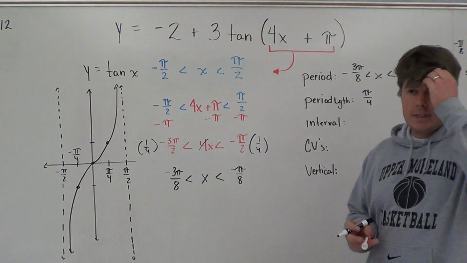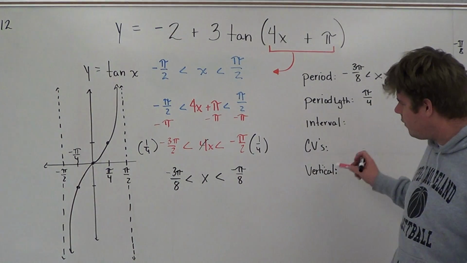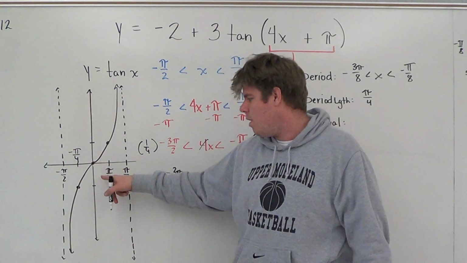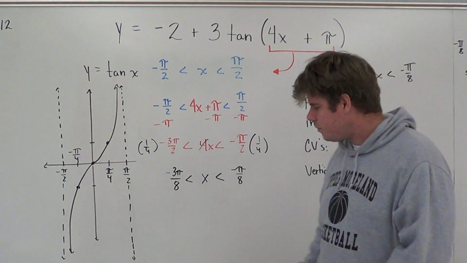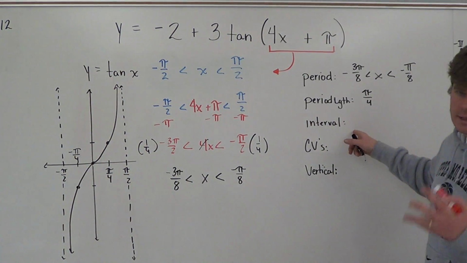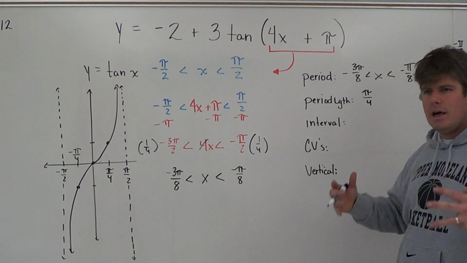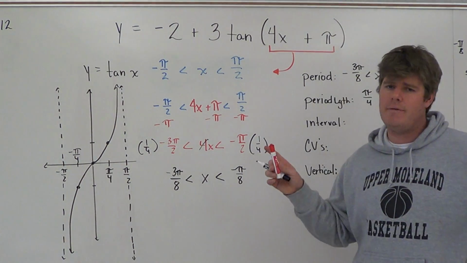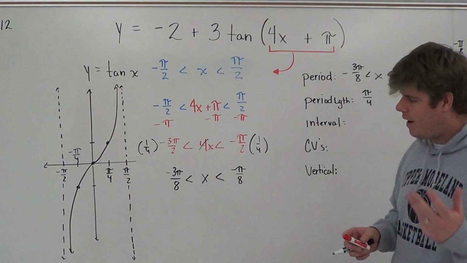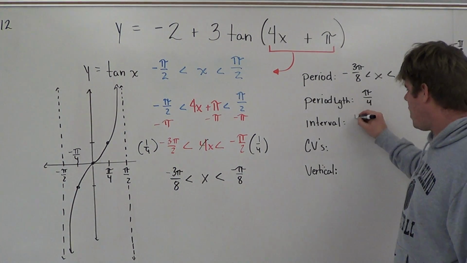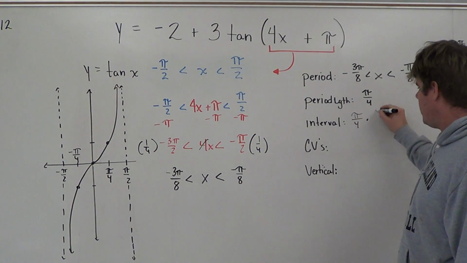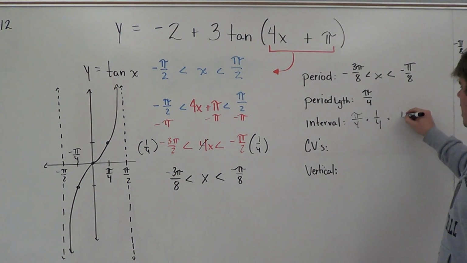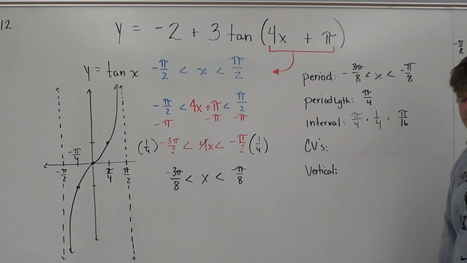Pi over 4 times 1/4 is going to be pi over 16. Now, pi over 16 is going to help me find my critical values, like the critical values you have over here: negative pi over 2, negative pi over 4, 0, pi over 4, and pi over 2. All the interval does for my problem is tell me how far it is to get from one value to the next. Usually professors ask, what are the values you're plotting? This way you can find them. So the interval is pi over 4 times 1/4. Remember, you always break it into 4 equal parts, and you get pi over 16.